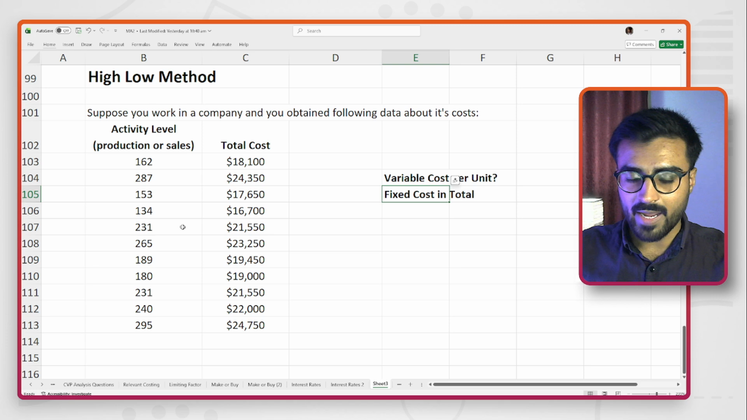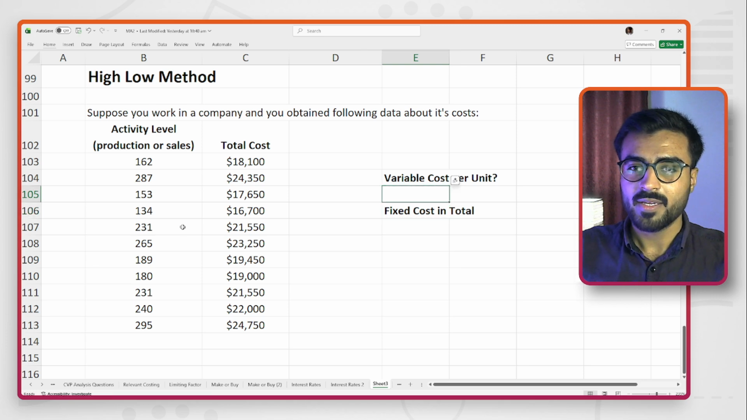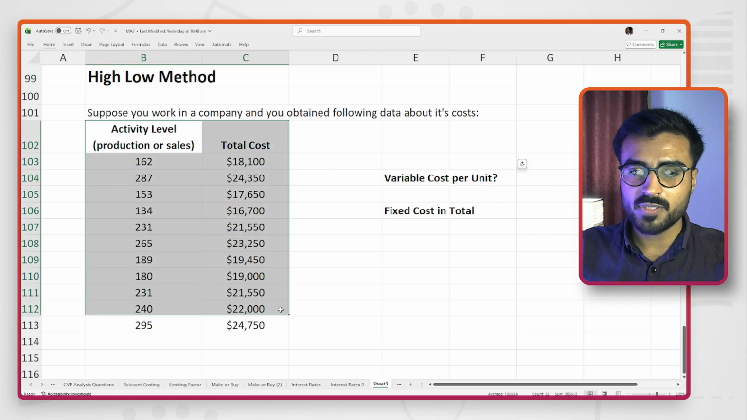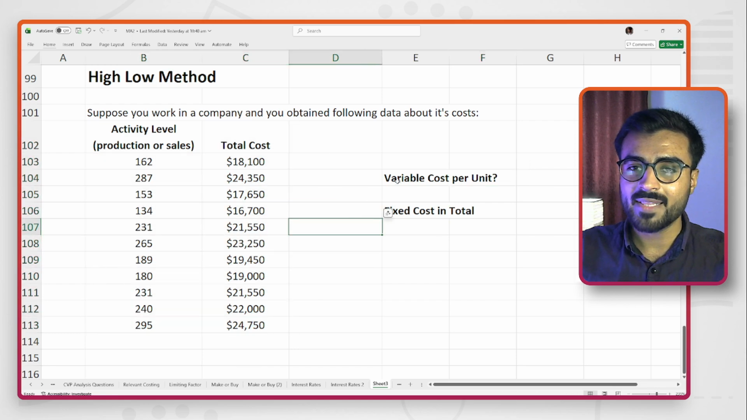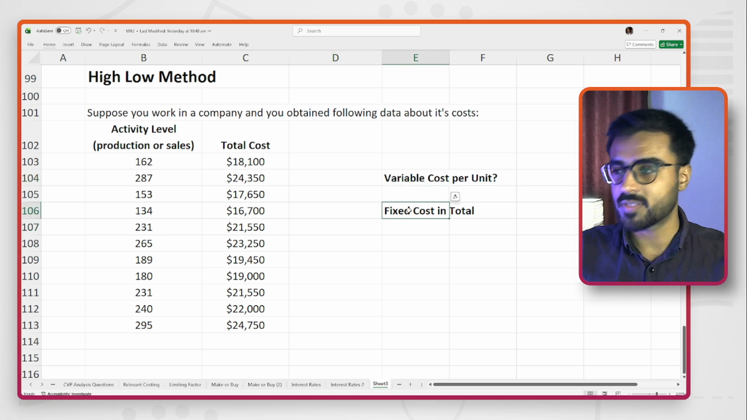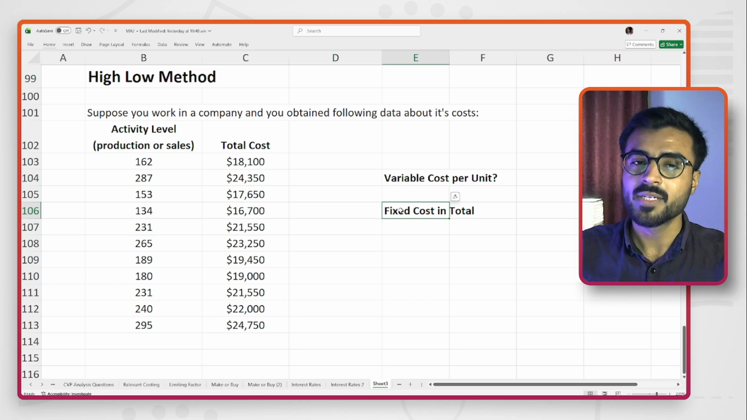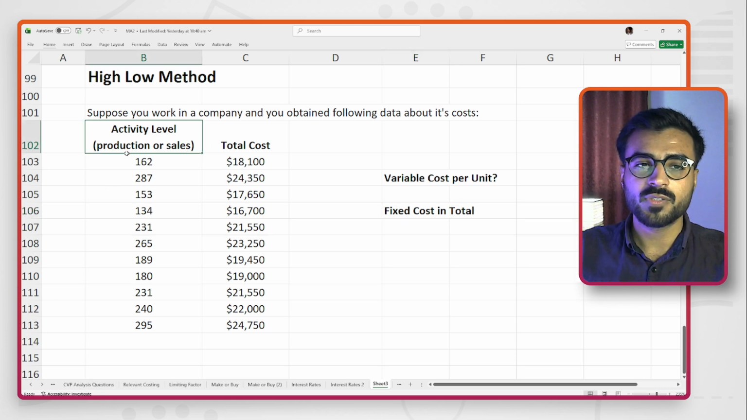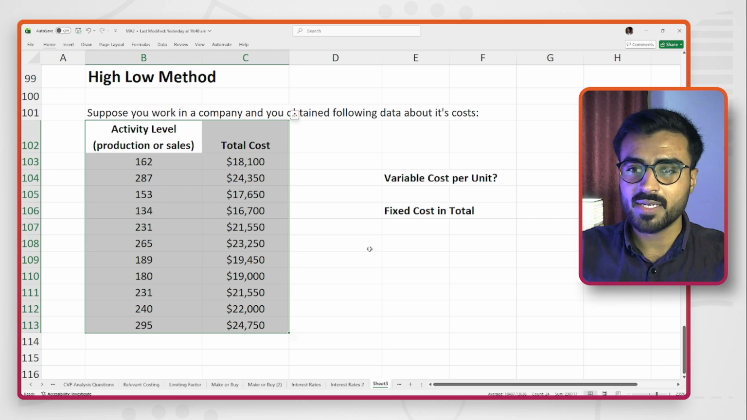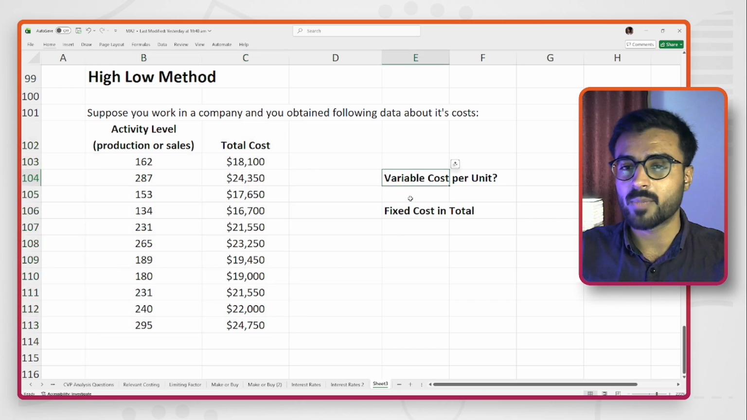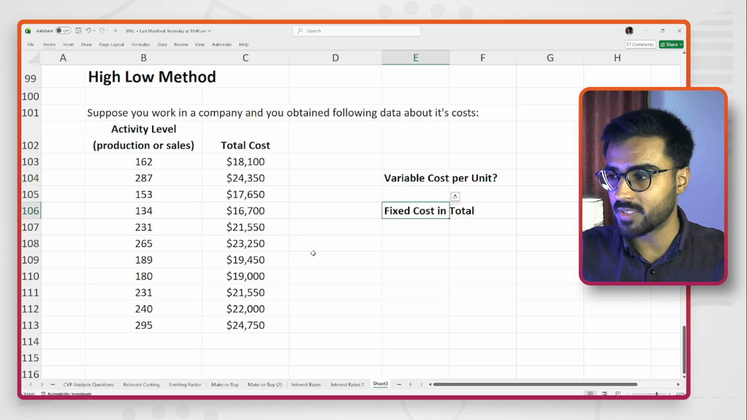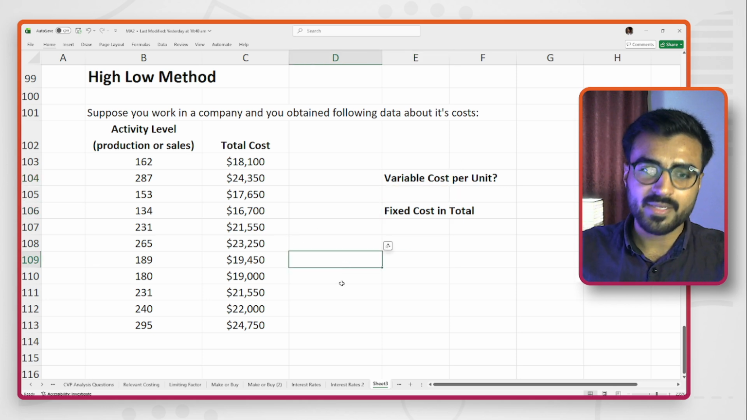The high-low method is a technique which we will apply to this data, and then we will obtain the variable cost per unit and the fixed cost in total. Don't you think this is going to be very valuable for your organization? You are just using its total cost data, and you are going to figure out what's the variable cost per unit and what is the fixed cost in total. So let's apply the high-low method.